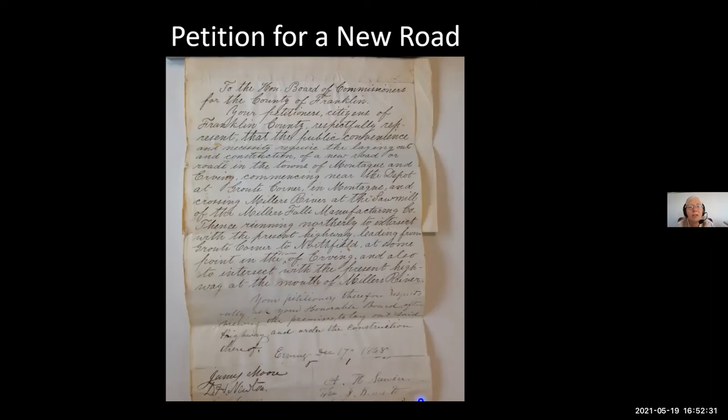So the citizens of Franklin County respectfully represent that the public convenience requires a laying out of this road, leading from Grout's Corner, which is what Miller's Falls was called at the time, to Northfield, touching an Irving, intersect with the present highway, everything was a highway, at the mouth of the Miller's River. But on this letter, and I like displaying it when I do this in person, because it is about 3 feet long, everybody signed this request. And I think there are over 100 signatures. So if you're looking for anybody who lived in the general area at that time, you're going to find their signature. And that's always fun, right? It's a little bit like finding a photograph sometimes.